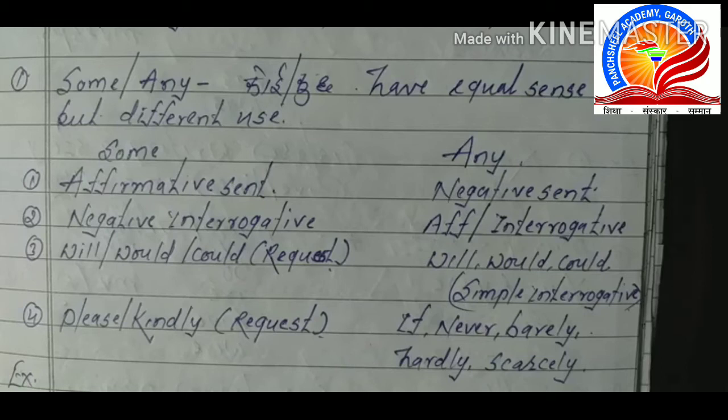Now the third one: when the sentence starts with will, would, could, and the sentence is a request, not a general question, you will have to apply some here. And if will, would, and could make a general question only, then in such a condition you will have to apply any.